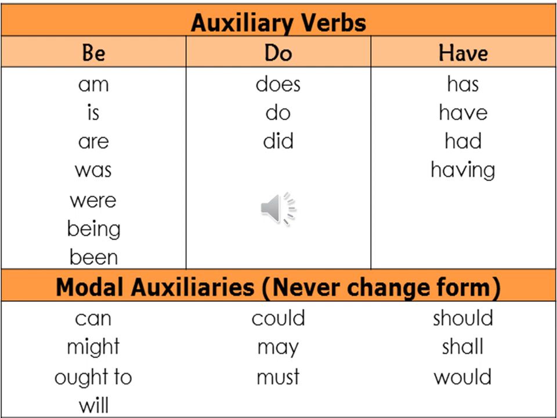Coming to the third primary auxiliary, that is have. If the sentence is present, then we will use has or have. Again, has with singular subjects and have with plural subjects. If the sentence is in past tense, then we will use had. And if the sentence is in continuous or progressive tense, then we will be using having. Children, here I would like to remind you that when we did tenses, then in place of be, we could have used these verbs which are given over here, that is, am, are, was, were, being or been.